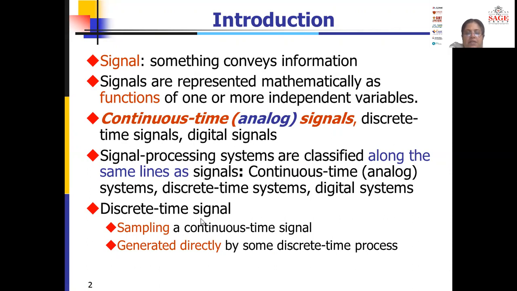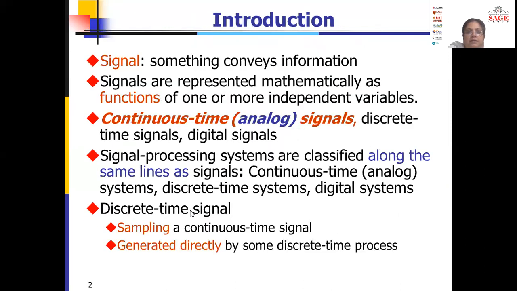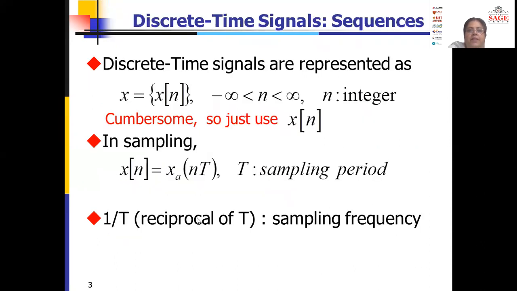Discrete time signals are the signals which are sampled at regular interval of time. So we will sample a continuous time signal at a regular interval of time, and we get the discrete time signals. As we all know, these are the signals which are sampled at regular interval of time.